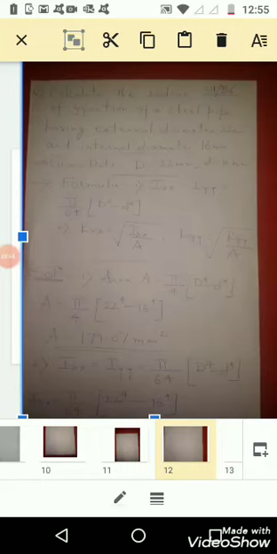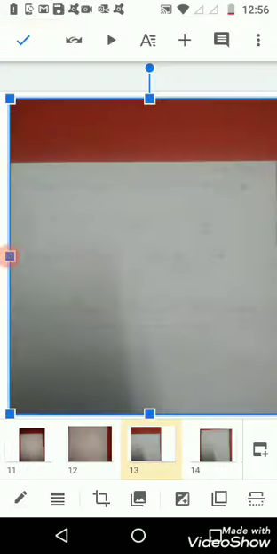Similarly, Ixx is equal to Iyy is equal to pi divided by 64 in bracket D raised to 4 minus small d raised to 4. Substituting the values, we get Ixx is equal to Iyy is equal to 8282.1024. Now we have to find Kxx.